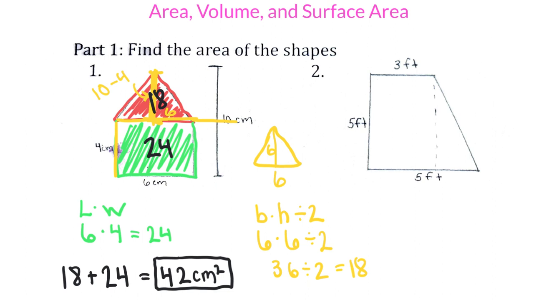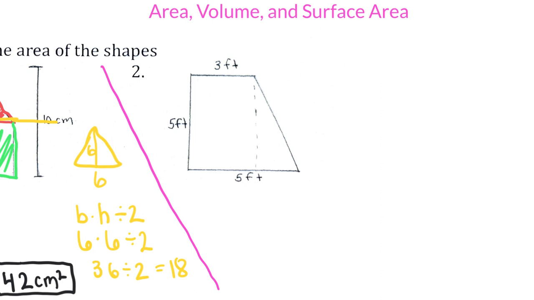Let's look at the second question. All right. This next shape is a little bit different, but it's got the same idea. We have 2 shapes that we can split it into. So we've got this rectangle and we've got the triangle.